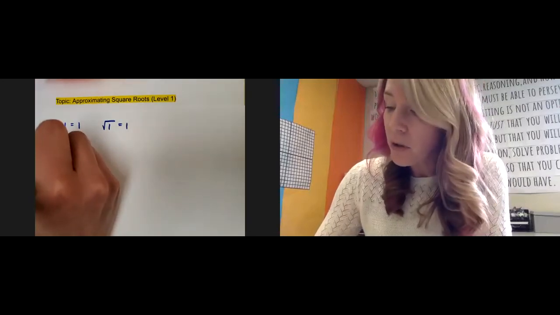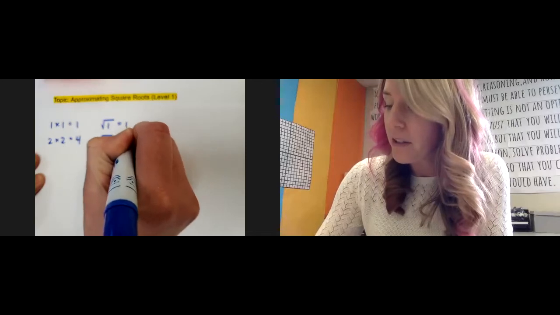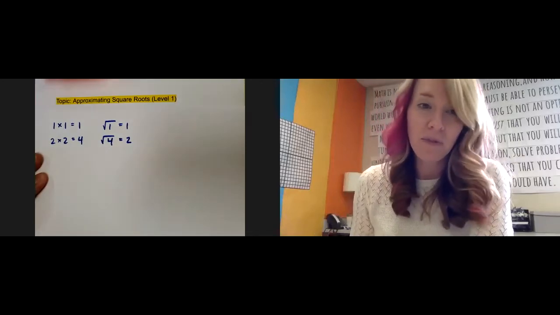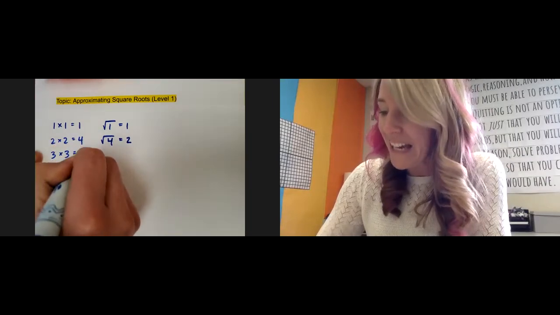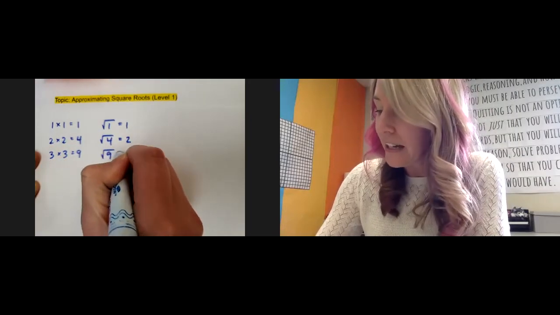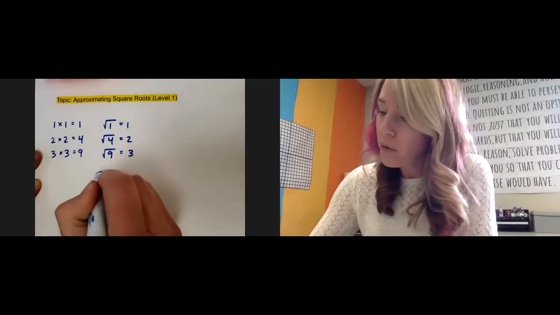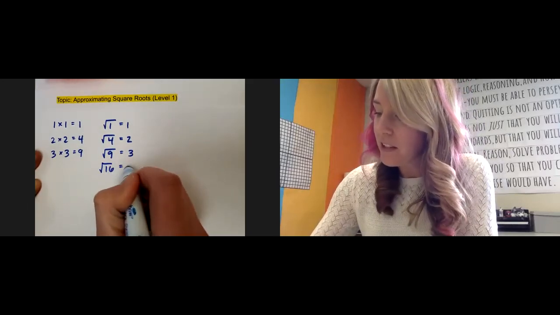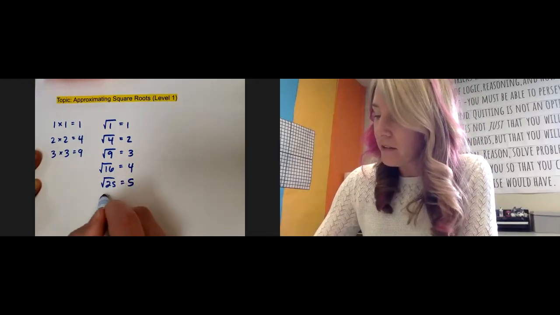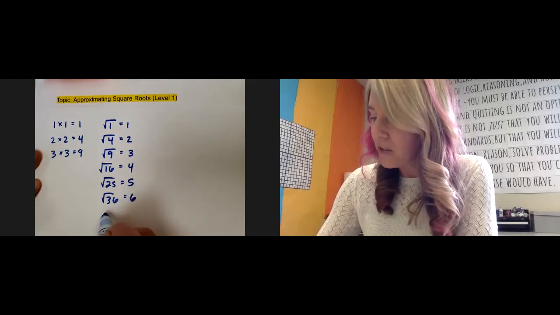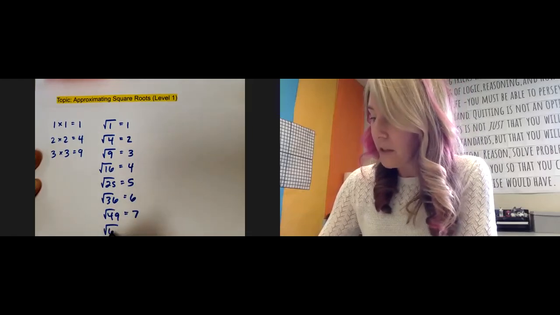So 2 times 2, or 2 squared, that's 4. So the square root of 4 is 2. Those are other names for those numbers. 3 times 3, or 3 squared, is 9. The square root of 9 equals 3. So going through and remembering what those are, the square root of 16 is 4. The square root of 25 is 5. Keep this list handy as you go through and complete this topic.